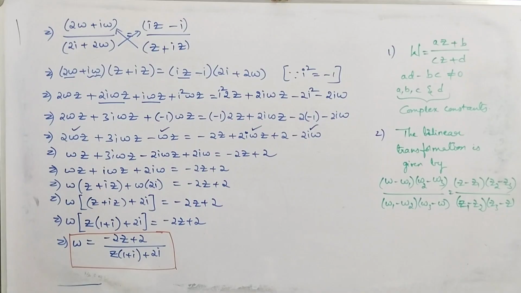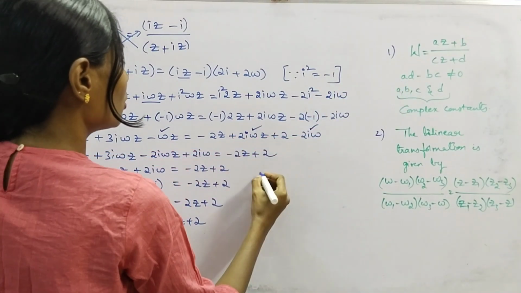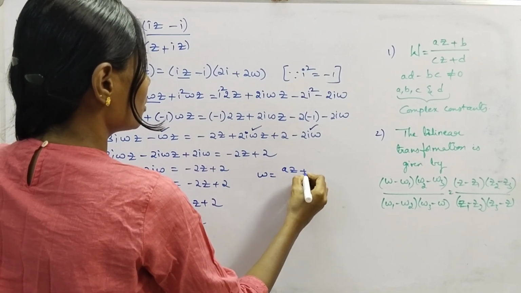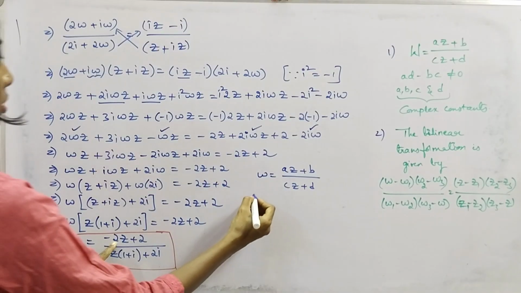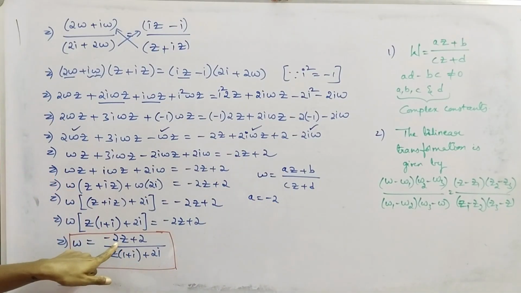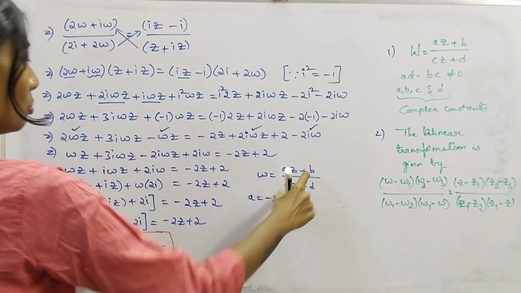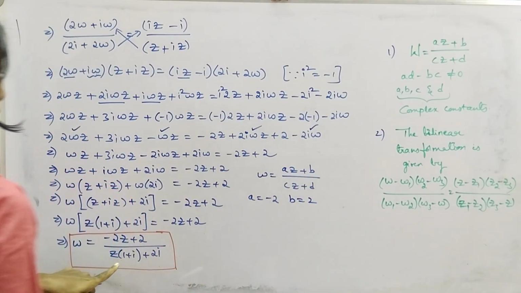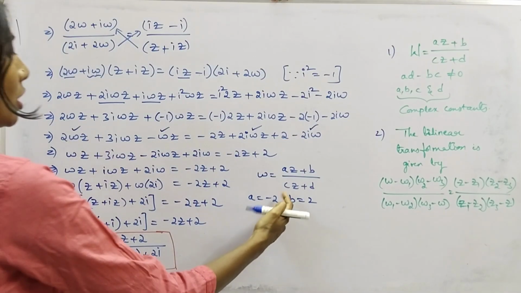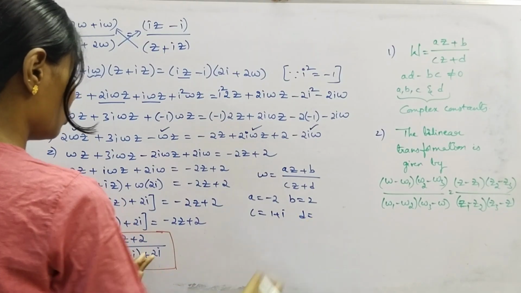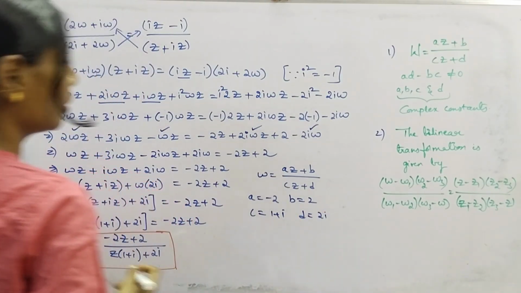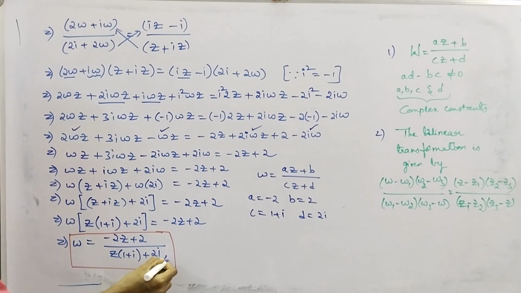Which is a bilinear transformation, where just compare this with the formula omega equal to az plus b by cz plus d. You'll have a, which is minus 2, coefficient of z, right? A is coefficient of z, which is minus 2, b equal to 2, c, coefficient of z in the denominator, c equal to 1 plus i, and d equal to 2i. Okay, fine. This completes the problem actually.